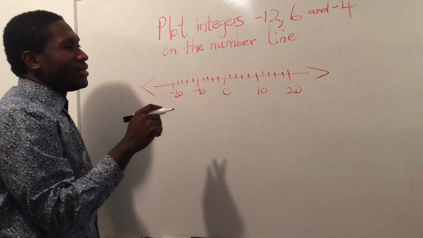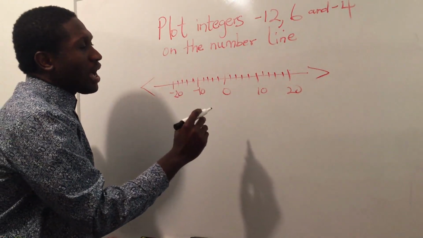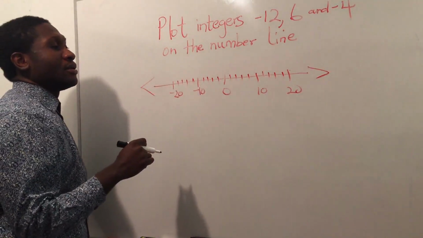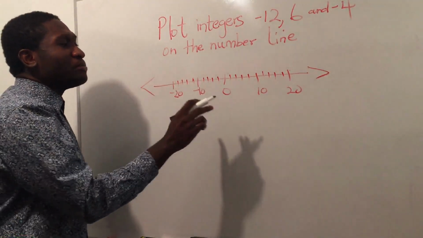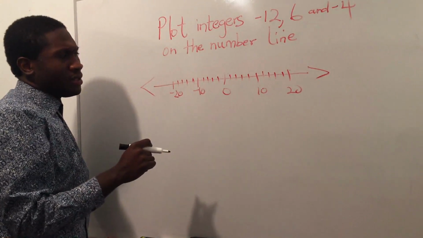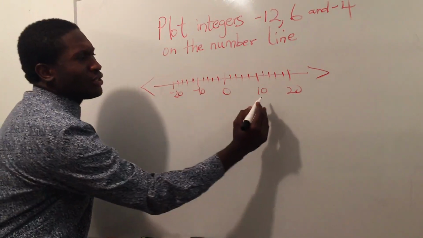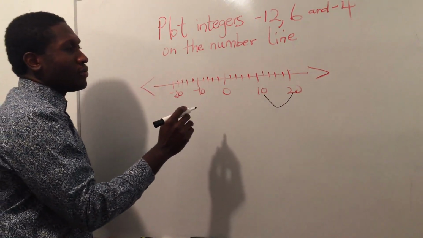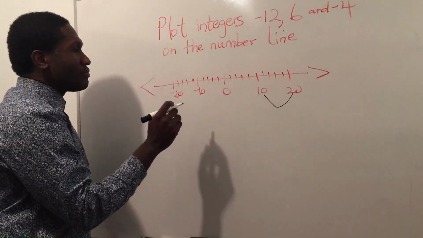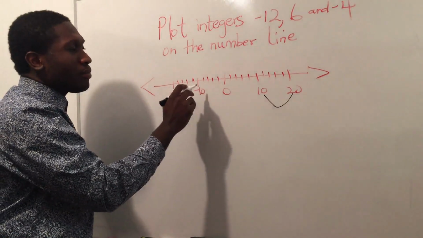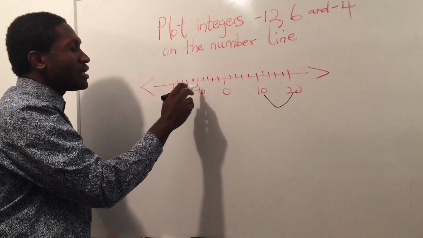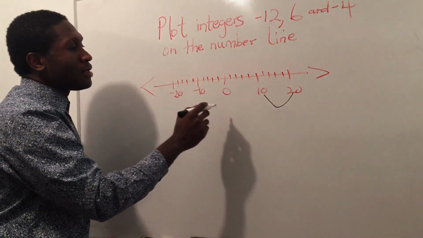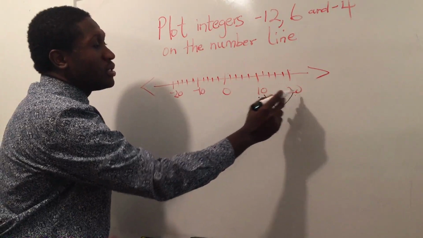this formula right here. The formula is: I have to find the difference between any two numbers on the number line, and I divide by the number of lines between those two numbers that I choose. So let's say I choose these two numbers, the 10 and 20. So to be able to know what number each line is, we said I'm going to find the difference between these two numbers.